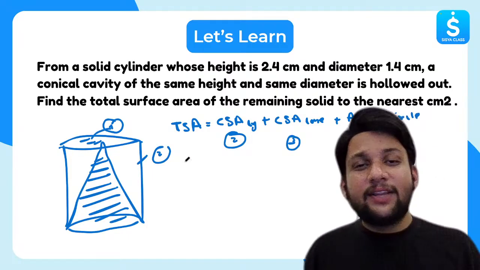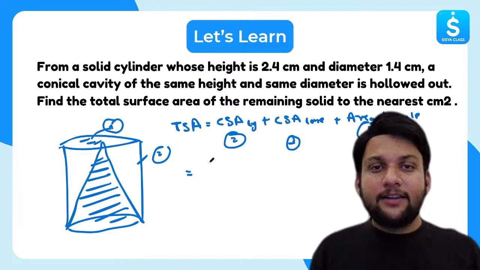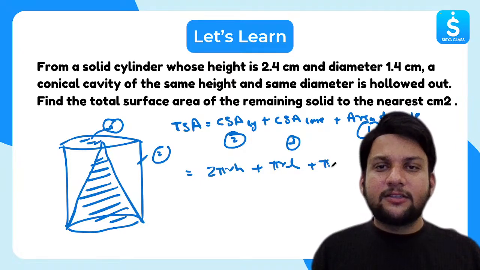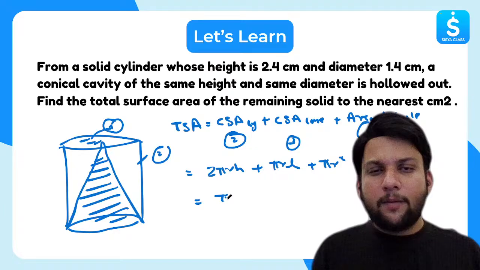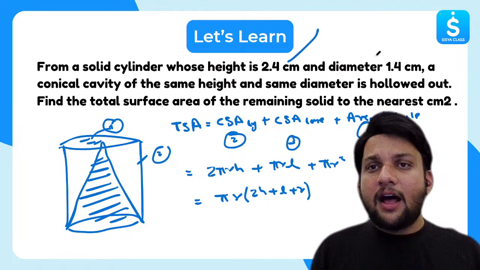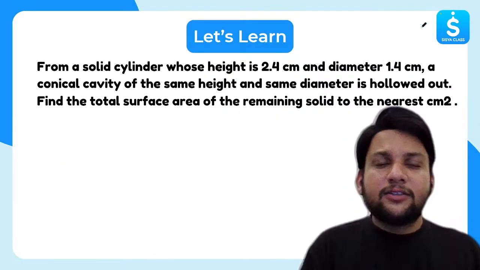Now, if you have understood it, now comes the manual part, that is the formulas. What is CSA of cylinder? That is 2 pi RH. What is CSA of cone? Pi RL. And what is area of circle? Pi R square. Right. Now, first, let me take everything common. I will take pi common, and I can take R common. I will get 2H plus L plus R. Now what do we have? H we have 2.4. R we have 1.4 by 2, that is 0.7. But do we have L? No. So let's find L.